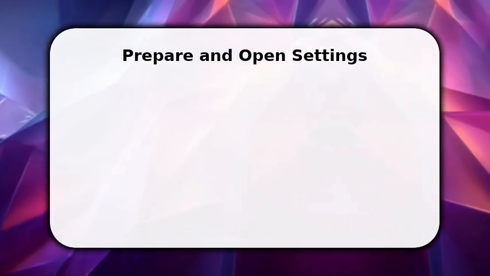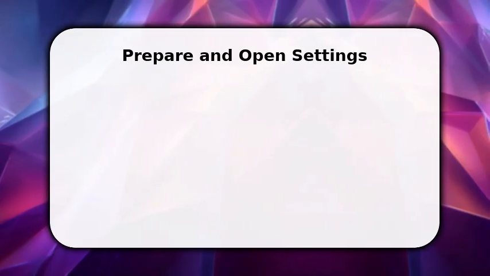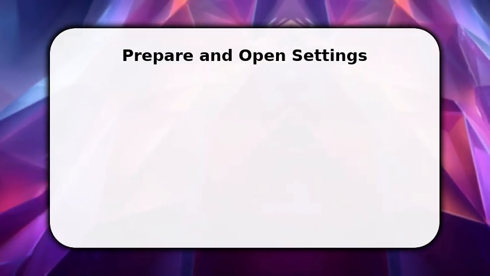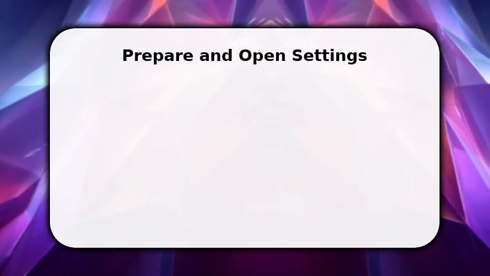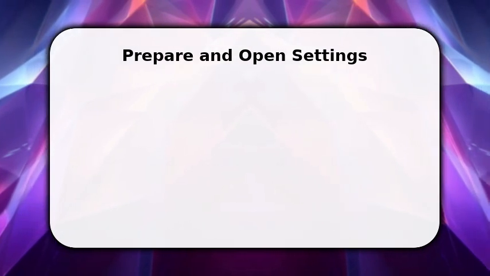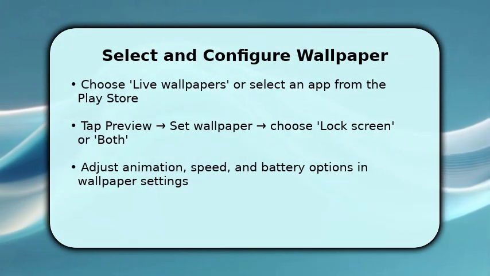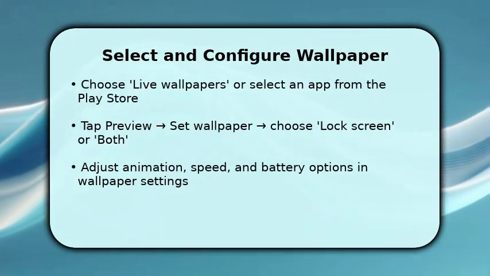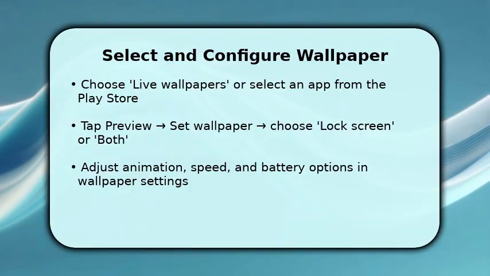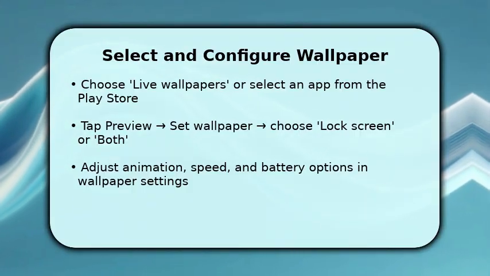This is where Android centralizes wallpaper options. You're initiating the process now, so you can pick a live wallpaper or an app source to apply specifically to the lock screen. You now select the live wallpaper or install one from the Play Store. Live options may appear under Live Wallpapers or within the app you installed.